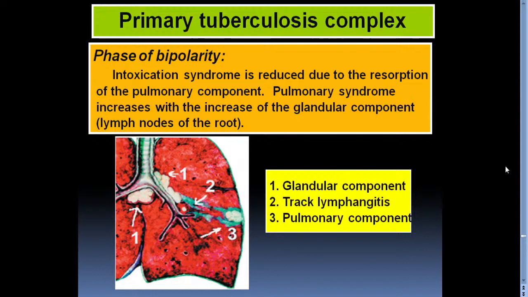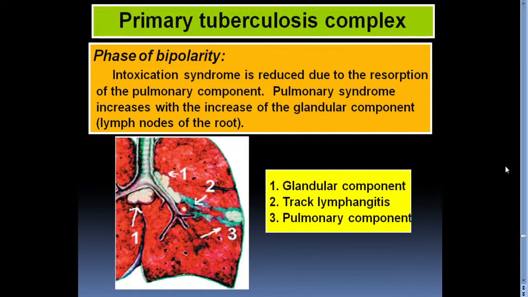Next phase, the second phase of primary TB complex, is named the phase of bipolarity or phase of resorption. Intoxication syndrome is reduced due to the resorption of the pulmonary component. Pulmonary syndrome increases with the increase of the glandular component. That's why, if lymph nodes of the root enlarge, they can compress the bronchus. Therefore, pulmonary syndrome can present.